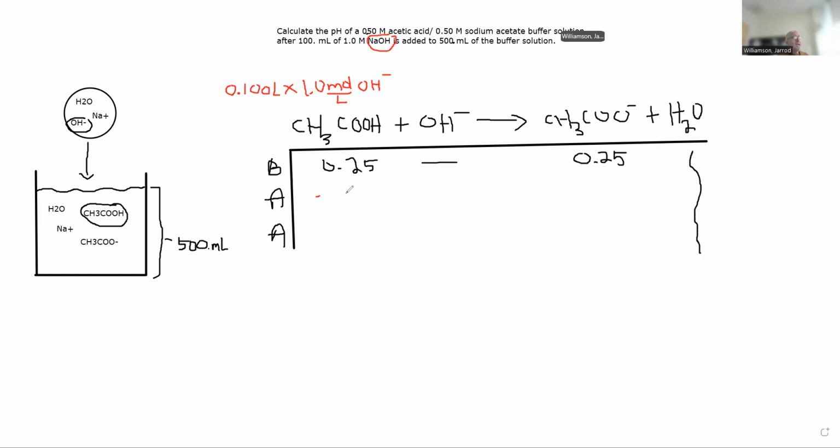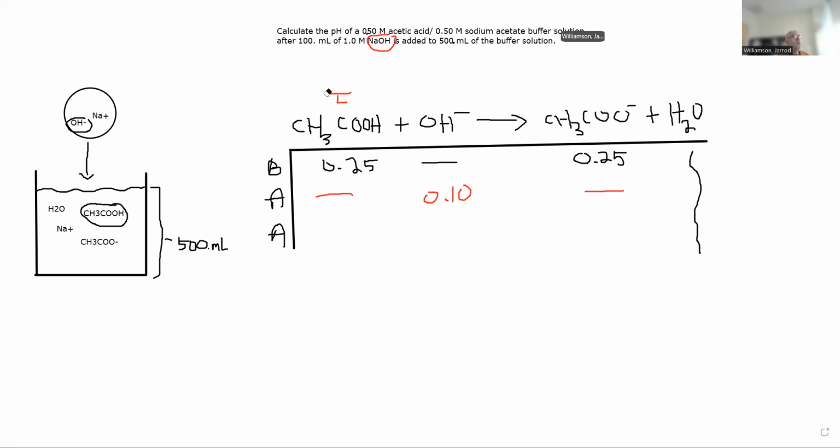So I didn't add any of this stuff, and I didn't add any of that. And this is going to be 0.10, 2 sig figs. Okay.